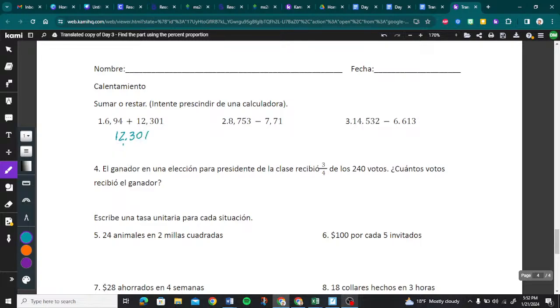So we go 12.301 plus 6.94. We add the extra 0 on the end, and so that's 1, 4, 12, carry the 1, 9, 1. Over here, we have 8, 7, 5, 3, and 7, 7, 1. 3 minus 0 is 3, 5 minus 1 is 4, 7 minus 7 is 0, 8 minus 7 is 1.